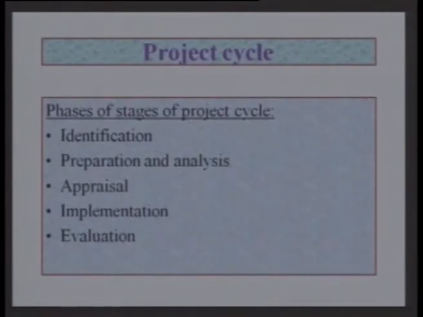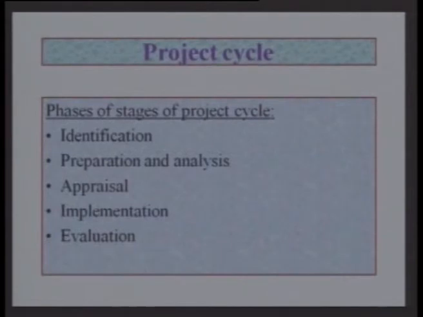Now let us understand the project cycle, because a project is cyclical in nature. It follows a definite pattern and has a definite cycle. Let us know what the various stages are through which a project passes. The first stage is the identification of a project. We need to identify the project first, what kind of project could be taken up. That is the identification stage.